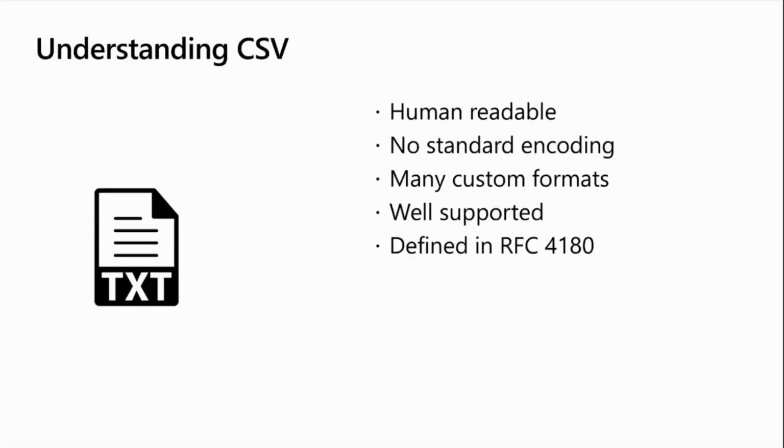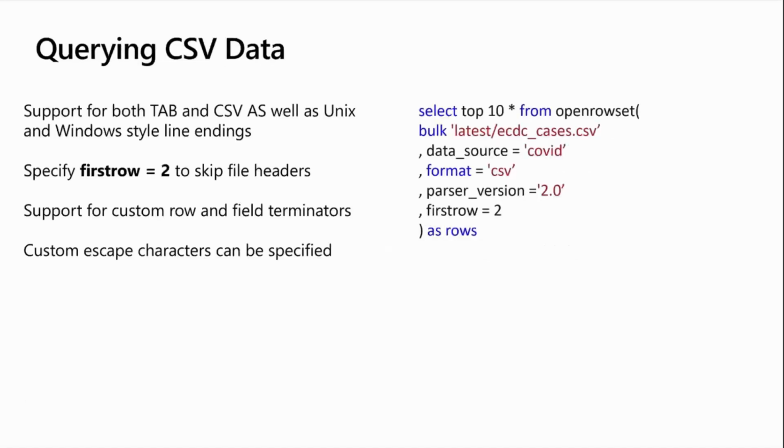So CSV, it's human readable. There's no standard encoding. There are many custom formats. There was an attempt to define it in RFC 4180. Basically, in order to query it, I leverage this OPENROWSET construct. You can see here I'm doing a SELECT TOP 10 * FROM OPENROWSET, and then I'm saying BULK, and then I'm passing a path to the file.